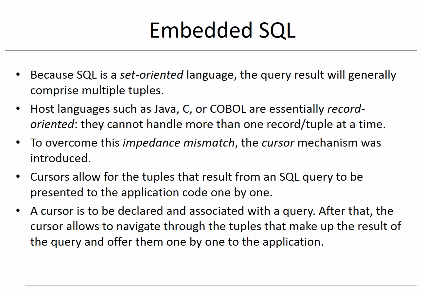Because SQL is a set-oriented language, the query result will generally comprise multiple tuples. Host languages, such as Java, C, or COBOL, are essentially record-oriented. They cannot handle more than one record or tuple at a time. To overcome this impedance mismatch, the cursor mechanism was introduced. Cursors allow for the tuples that result from an SQL query to be presented to the application code one by one.